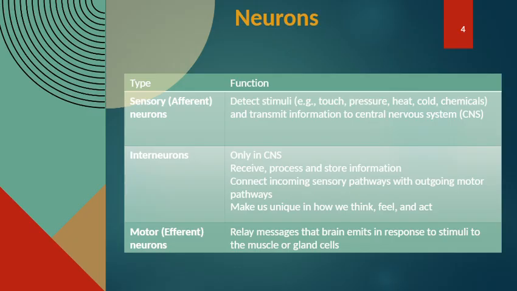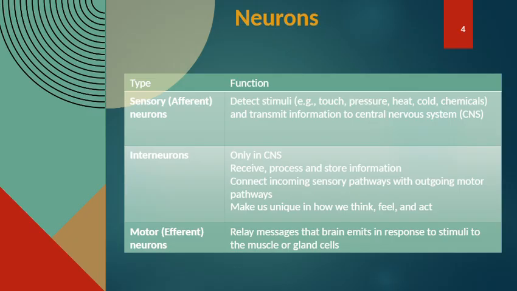Interneurons are found only in the brain and spinal cord. Their role is to act as the link between sensory neurons and motor neurons. They receive incoming information from sensory pathways, process and store that information, and decide what the response should be. Interneurons are responsible for higher-level functions such as learning, memory, reasoning, and emotion. They play a major role in what makes each person's thoughts and behaviors unique. In reflex pathways, interneurons allow the spinal cord to respond quickly without waiting for the brain.